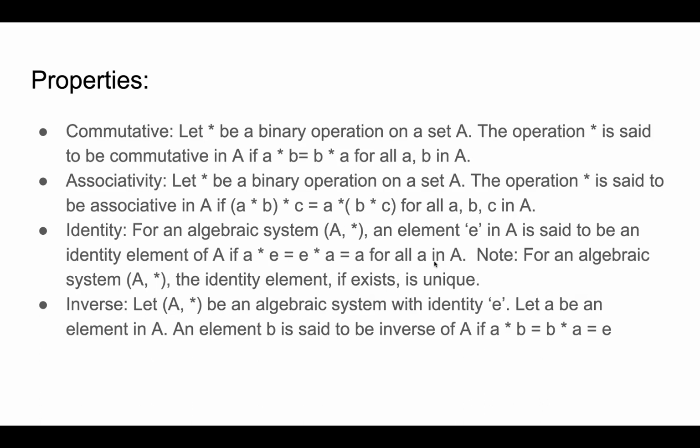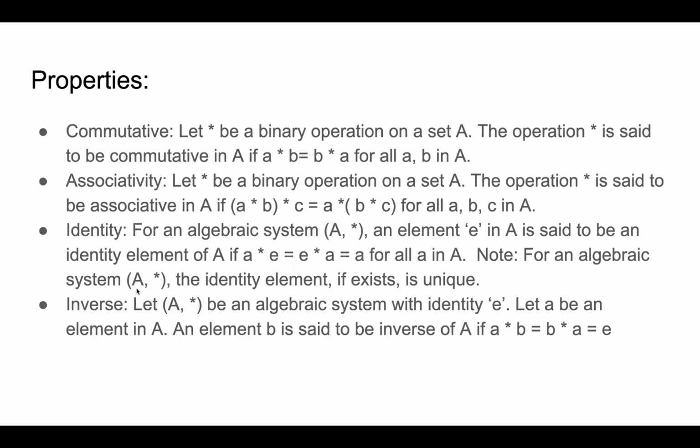Set of natural numbers. If I take the operation multiplication, then 1 is the identity element. For all a in A, whatever the value of A will be from 1 to infinity, 1 is the identity element in that case. Means if we take the multiplication operation on natural numbers. Note here, what is the note?